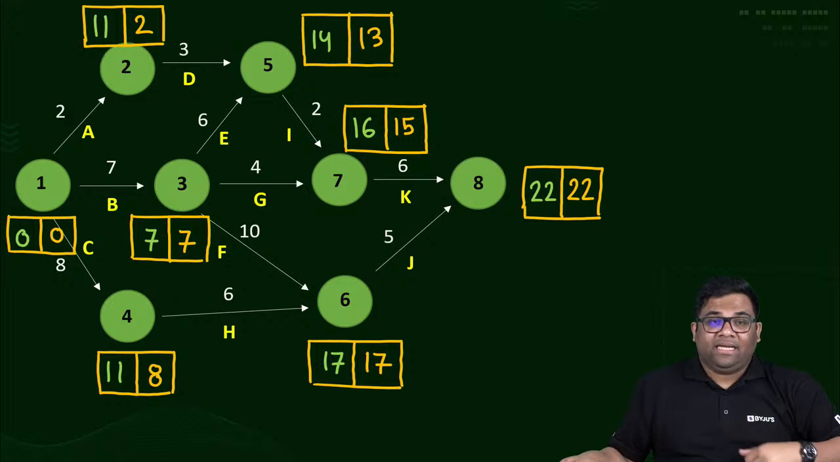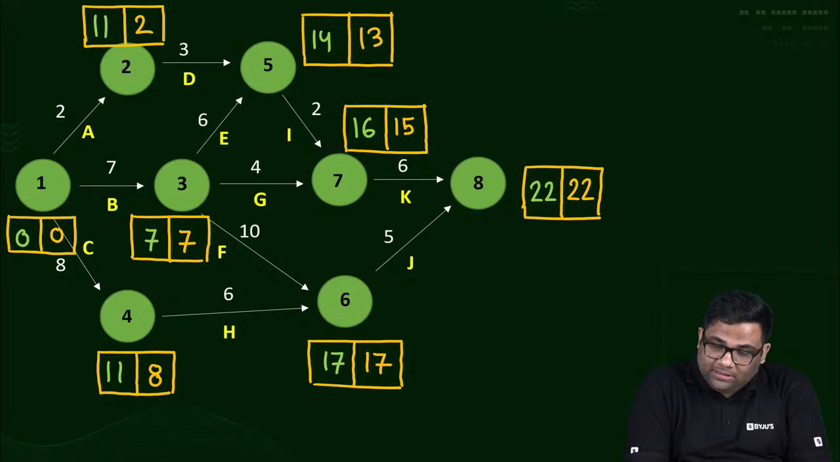Okay, any mistake I have done? Let us see. Fourth one you are telling 11 and 8, 22, 22. Yeah. Sixth one you are telling 17, 17. Correct. Third one 7, 7. Correct. Second one 2, 11. Correct. Then fifth one 13, 14. Correct. Seventh one 15, 16. Correct.